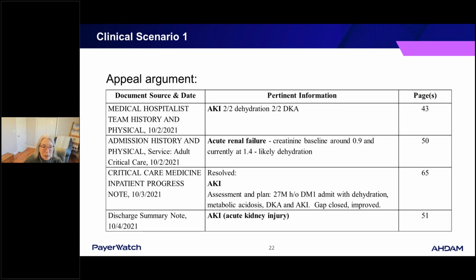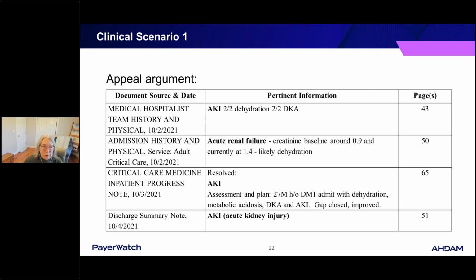So the appeal argument in the letter is put in a little table format because it makes it easy for the reviewer, the payer, whoever's reading your appeal, to understand where and how it was documented in the record. So we have the document source and the date. We have the pertinent information copied exactly how it's written in the record. So it shows, hey, it was there if you had just looked for it. And then what page number they can find it on. So again, trying to make it easy for your payer to rule in your favor and overturn the denial. Make it easy for them to find the supporting evidence.